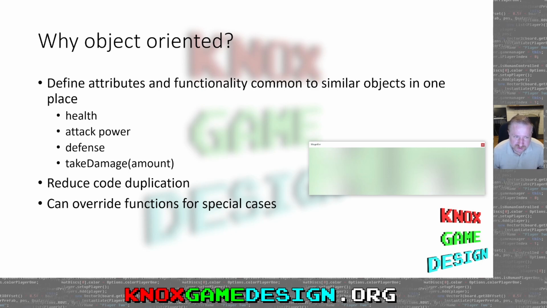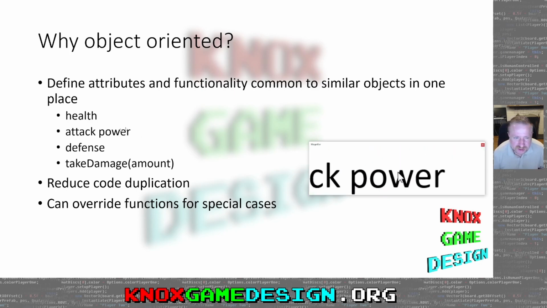They have parenting. So here are some examples of things that you could define in a parent class, such as health, attack power, if we're talking about enemies, defense value, and then you can define methods such as take damage. All enemies have a take damage method, so you can define that in one spot, not have to define it for every single different type of enemy that you have. And in that function, you can pass in a parameter such as how much damage that enemy is taking. As I said, it reduces code duplication, and you can override functions.